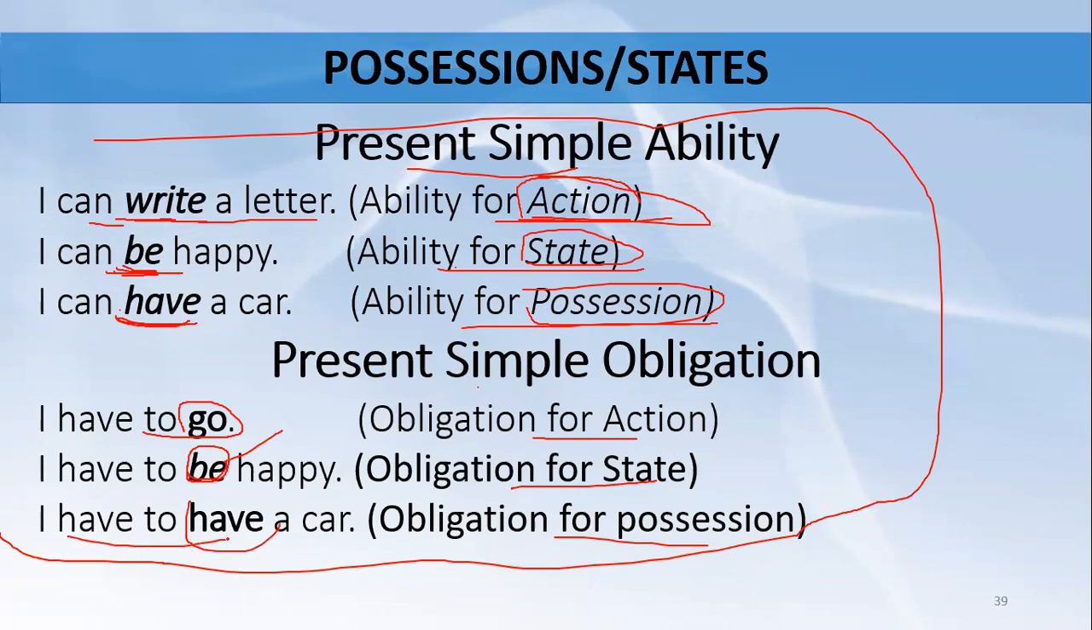Now this have to, it is used for obligation. I have to write a letter. I have to go. I have to be happy. In the same way, I have to. So this is used for obligation, while this have is used for our position. Fine. I have to have a car. Fine.